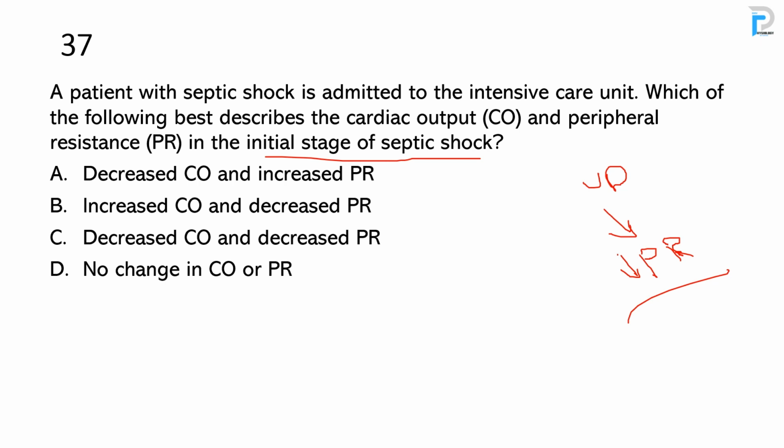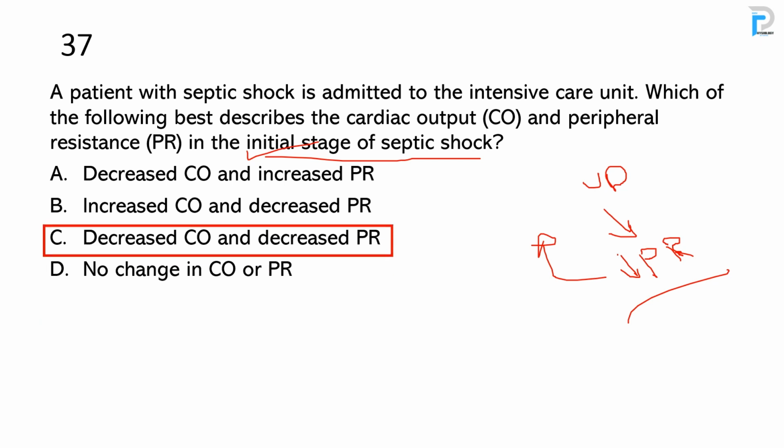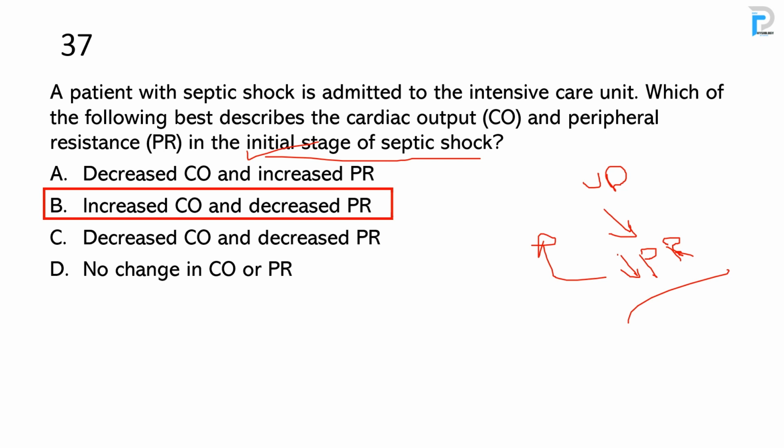But the correct fact here about cardiac output, especially in the initial stage of that septic shock, is that cardiac output is going to be increased as a compensatory response. That is initially only. Later, cardiac output is going to decrease. So in the initial stage of septic shock, we have actually an increase in cardiac output as a compensatory mechanism trying to compensate for the peripheral vasodilation and the decrease in blood pressure.